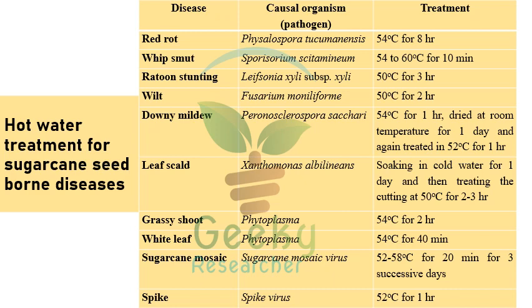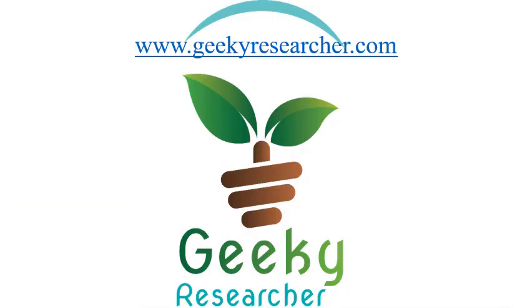Wilt, Fusarium moniliforme, 50 degrees centigrade for 2 hours. Downy mildew, Sclerospora sacchari, 54 degrees for 1 hour. Leaf scald, Xanthomonas albilineans, soaking in cold water for 1 day, and then treating the cuttings at 50 degrees centigrade for 2 to 3 hours. Grassy shoot and white leaf phytoplasma, 54 degrees for 2 hours and 54 degrees for 40 minutes respectively. Sugarcane mosaic virus, 52 to 58 degrees for 20 minutes. Spike virus, 52 degrees centigrade for 1 hour.